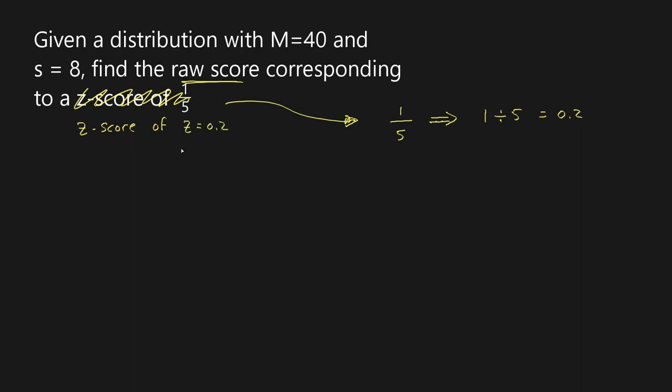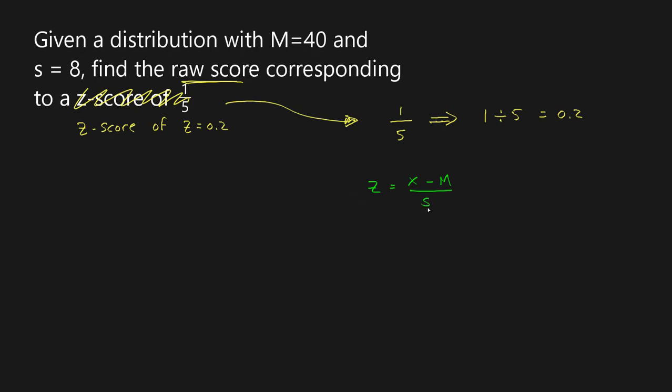Okay, so now that we've got that out of the way, we can have a look at figuring out how to solve this. It says, given a distribution with a sample mean of 40 and a sample standard deviation of 8, find the raw score corresponding to a z-score of 0.2. Well, we have a formula for finding z-scores in samples. It looks like this.